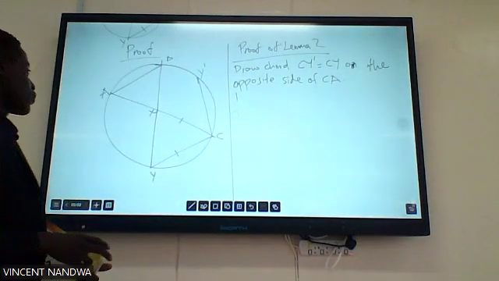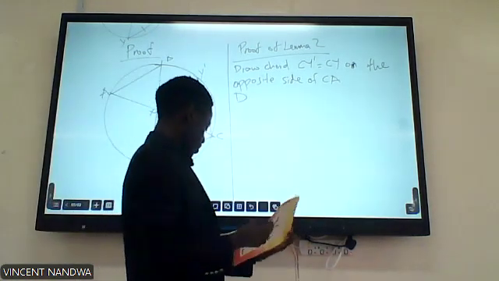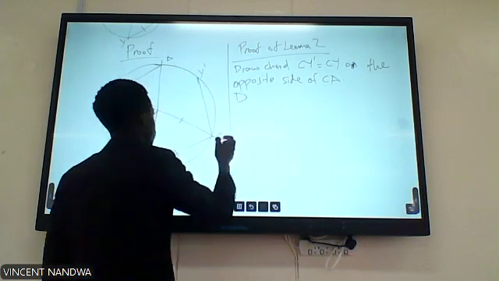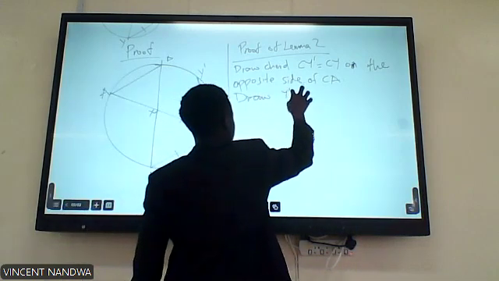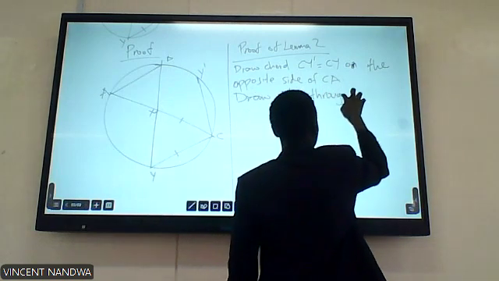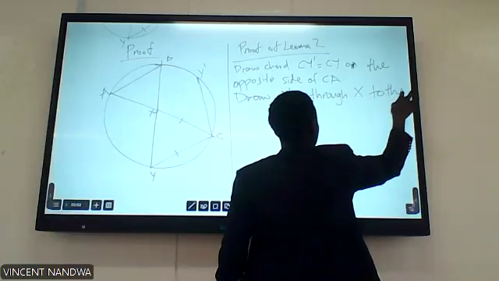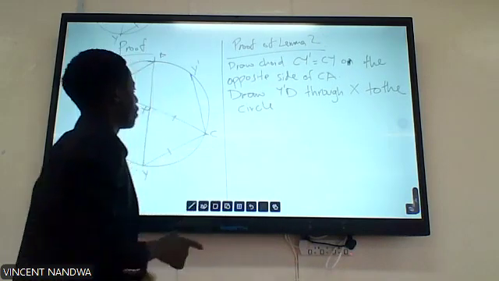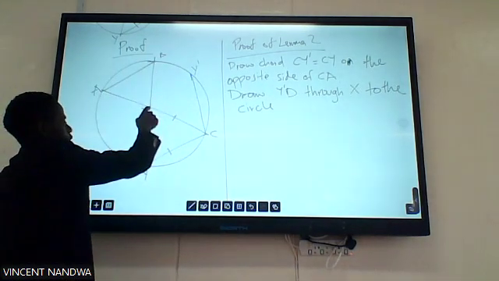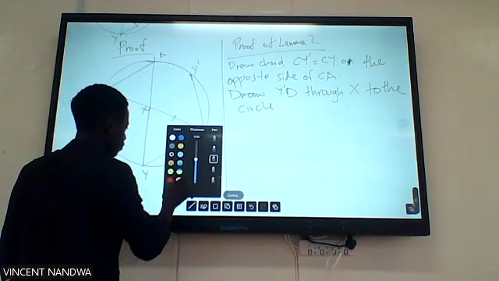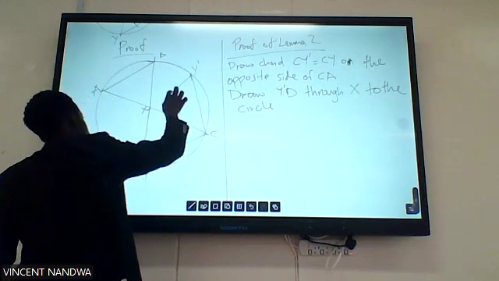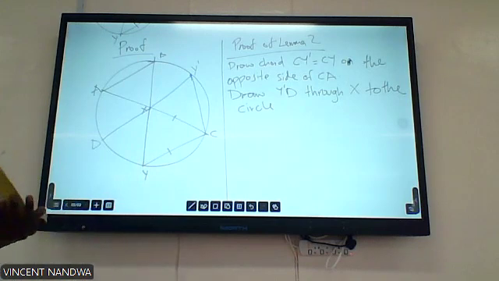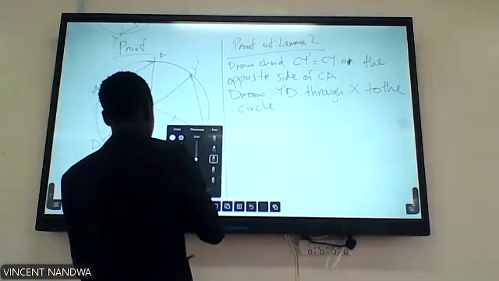Okay, let's finish this. Then we go for tea. Starting between you and your tea break. Draw Y'D through X to the circle. So Y'D goes through X to the circle. That's Y'D.